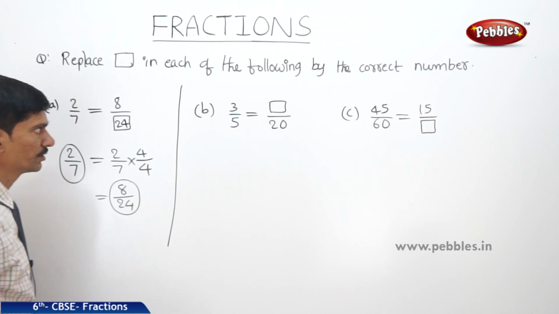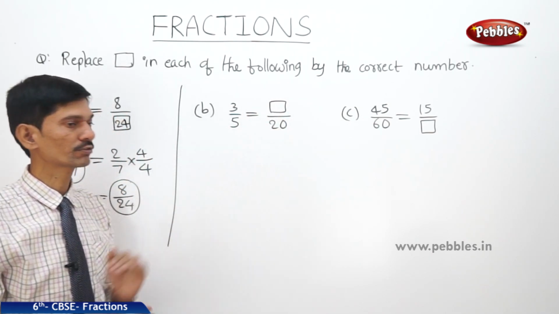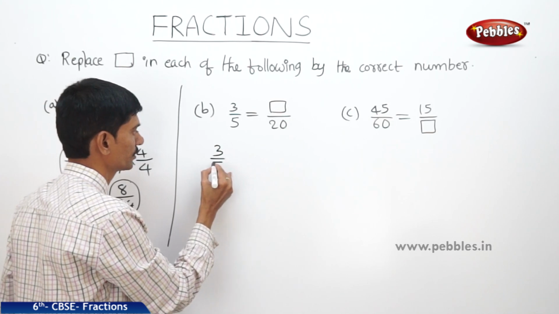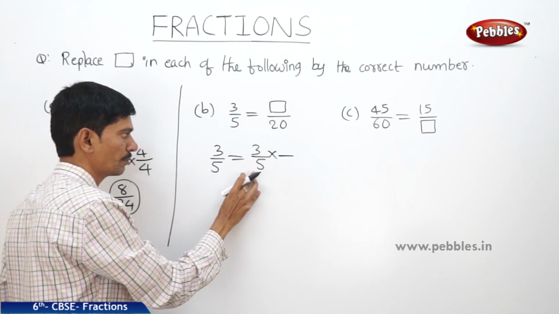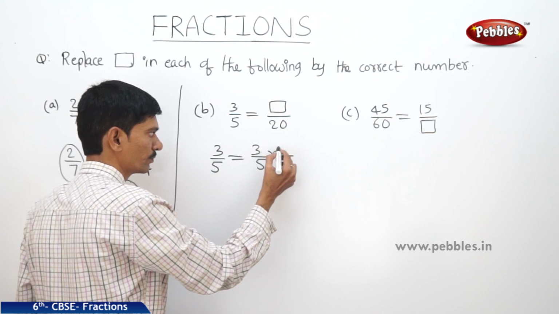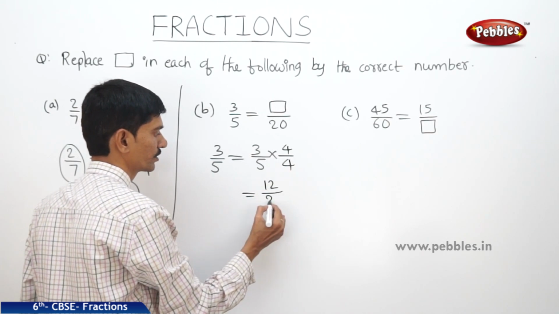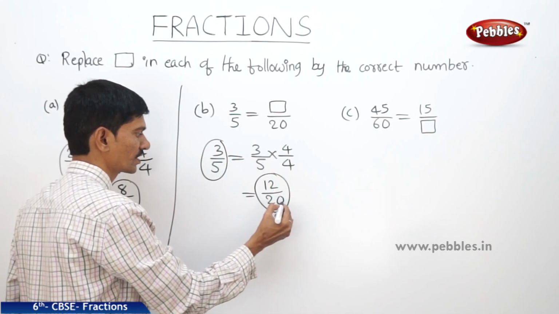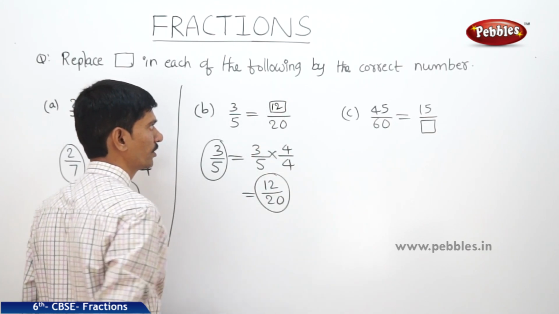Now the next question, 3 by 5 equals to dash by 20. Here also these two fractions are equivalent. So you have to find the numerator when the denominator is 20. Consider the denominator 5. 5 how many times make 20? It is 4 times. 5 4s are 20. So we multiply both numerator and denominator by 4. Then we get 3 4s are 12 by 5 4s are 20. Here 3 by 5 and 12 by 20 are equivalent fractions. So when the denominator is 20, the numerator is 12. So the box number is 12.